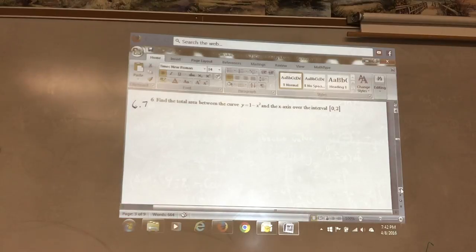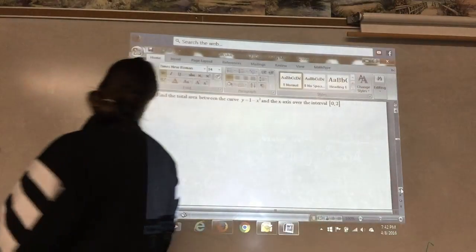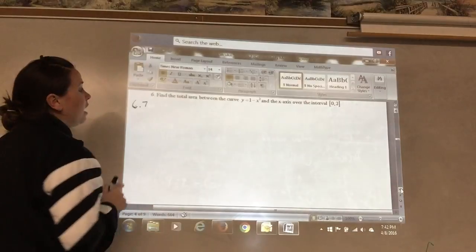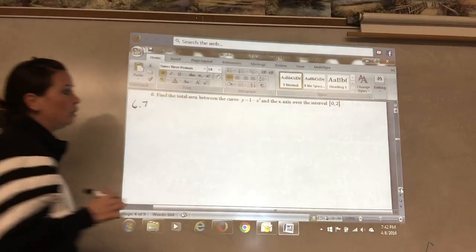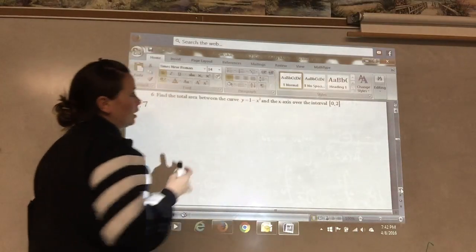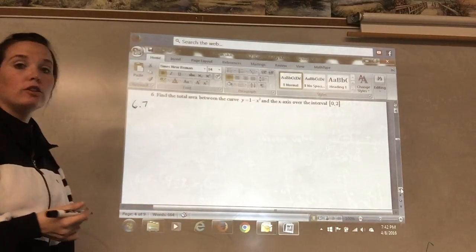Find the total area between the curve and the x-axis over the interval 0 to 2. The question is asking for the total area, so that tells me I need to worry about my negative regions. The first thing I'm going to do is think about where my problem will be negative here. Again, we could draw this picture, or we could do this algebraically. So let's do it algebraically this time.